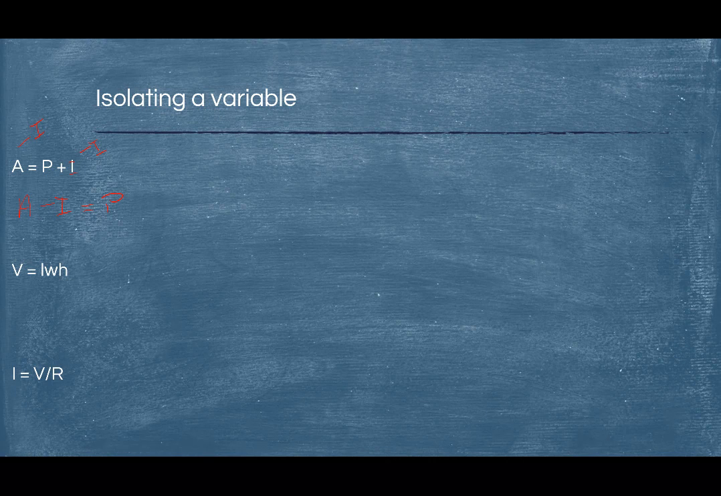Now, if that freaks you out, if you're not comfortable writing it like that, you could just flip the entire thing and say, okay, well, if A minus I equals P, then I can write P equals A minus I. And that's just fine, right? You can have it like that.